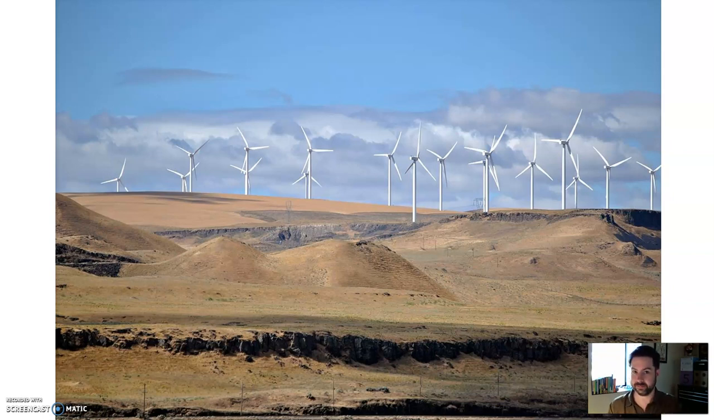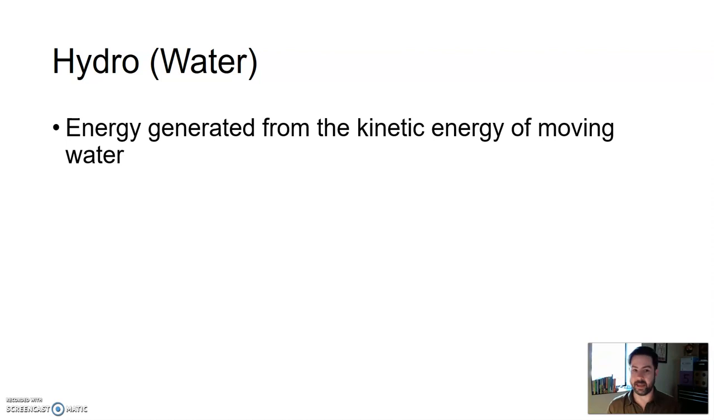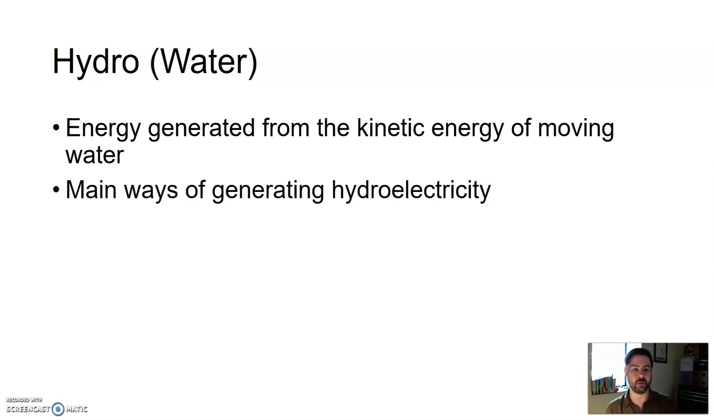So that's wind. What about water, or hydro? This is energy generated also from the kinetic energy of moving water. So in this case we have moving water, which has kinetic energy. We use that moving water to move something else to generate electricity. So, main ways of generating hydroelectricity: using moving water to spin turbines that spin generators that generate electricity.